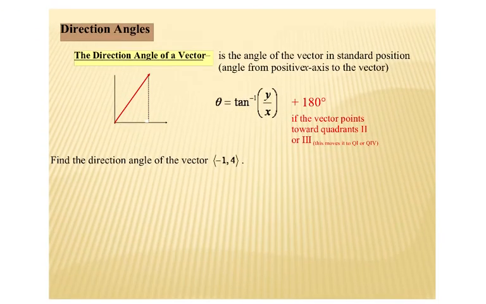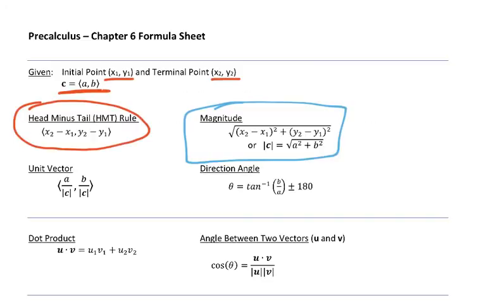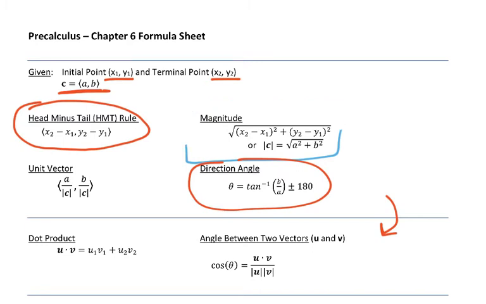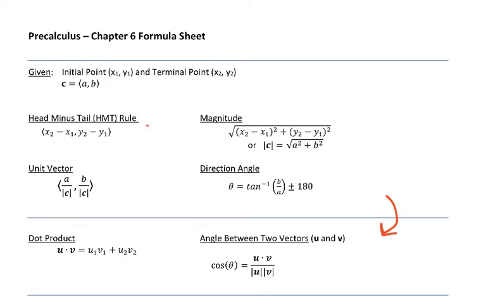Alright, and then the last piece is your direction angle, and again this one is going to be on your formula sheet, because this line is going to be in the next unit. So hopefully we've now covered each of these pieces: the initial point, terminal point idea here, head minus tail rule, the magnitude, and therefore the unit vector, and now we're going to go on to the direction angle.